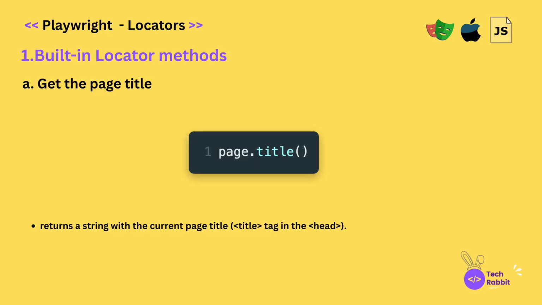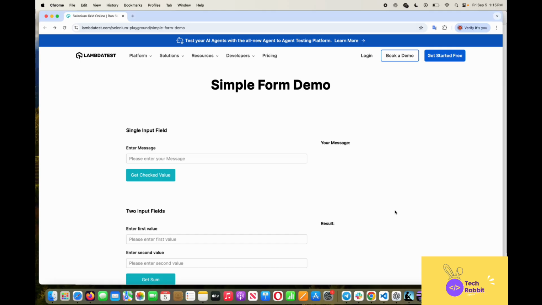Page.title is a built-in locator method from Playwright. It returns a string with the current page title, and it's usually a string located in the title tags inside the header tag. Now let's see how this page.title can be used in this coming example.